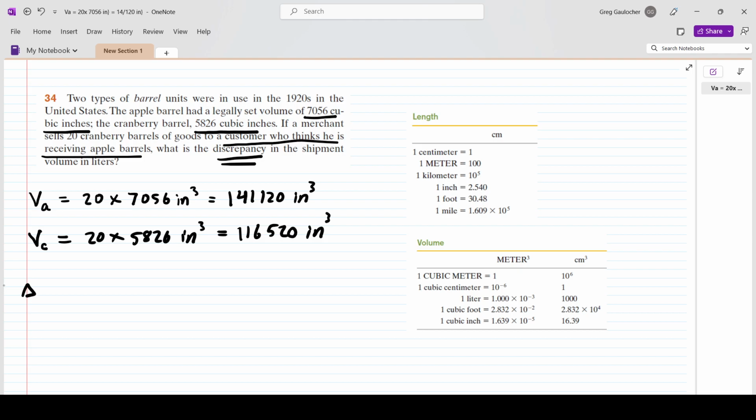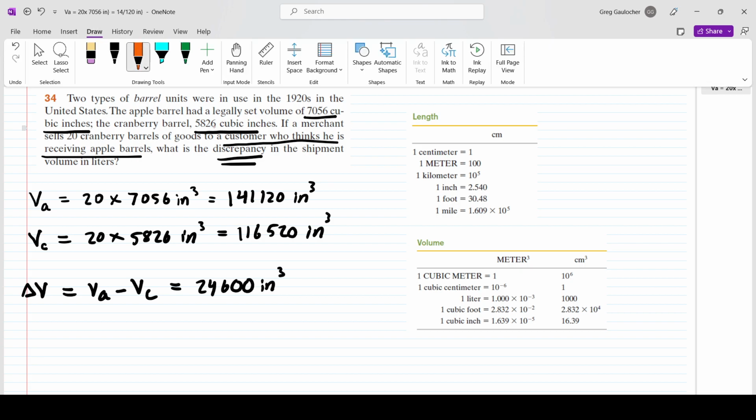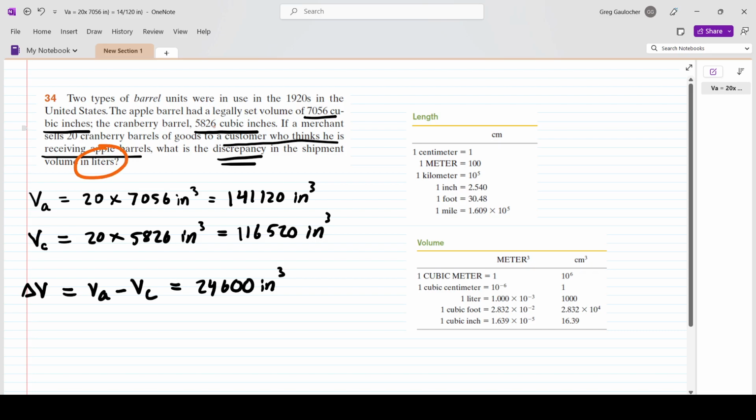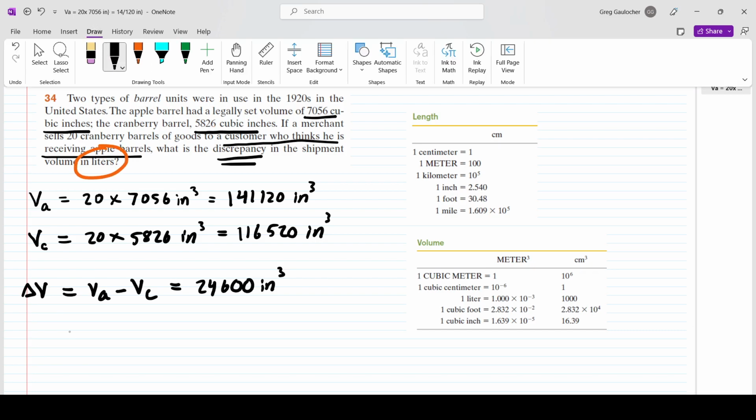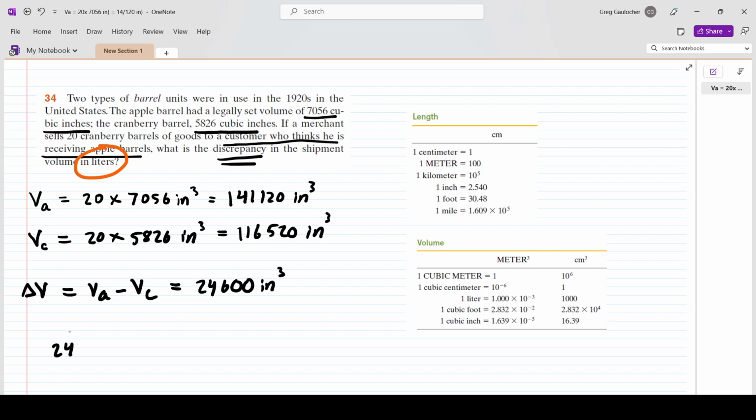So that just means a difference. We're going to find a difference in the two volumes by simply subtracting the volume of apple barrels and the volume of cranberry barrels. So you'll subtract those two numbers, and when you do so, you'll get 24,600 cubic inches. Now, not too bad so far, but the question wants that discrepancy in liters. So we actually need to do a conversion here. We're going to take our 24,600 cubic inches and we're going to convert that into liters.